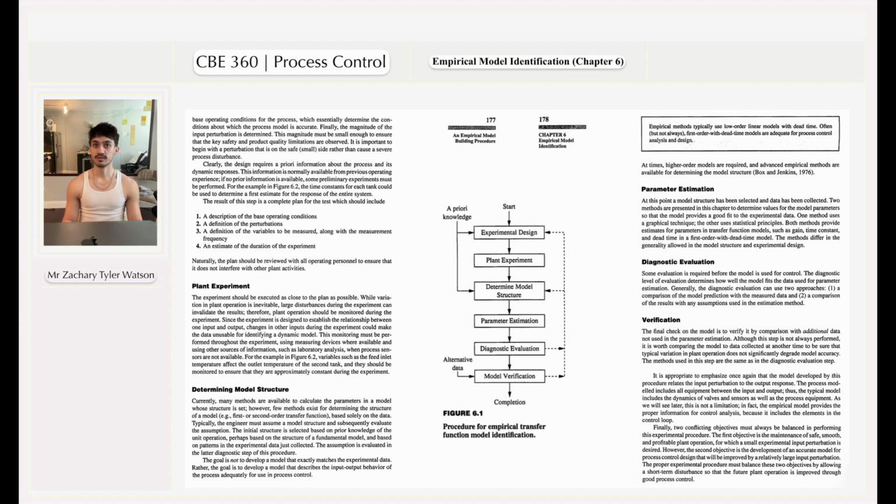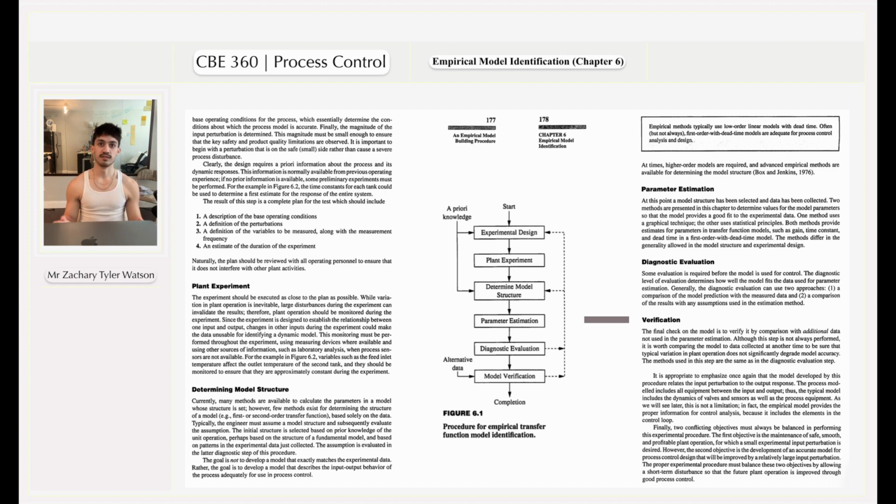Diagnostic evaluation. Some evaluation is required before the model is used for control. The diagnostic level of evaluation determines how well the model fits the data used for the parameter estimation. Generally, the diagnostic evaluation can use two approaches. One, a comparison of the model prediction with the measured data, and two, a comparison of the results with any assumption used in the estimation model.